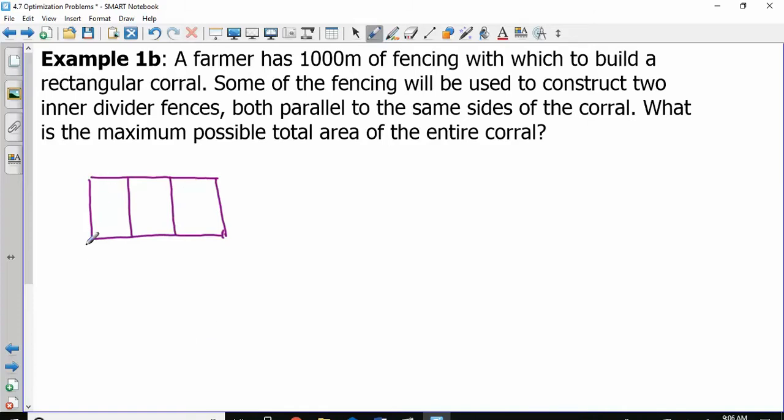What do you know about all four of these lengths? Same. So pick a variable. Let's say I call those all x. What would I call these two then? Y. They are different. We have 1,000 meters of fence. So what should we do? So we have 4 x's plus 2 y's equals 1,000.